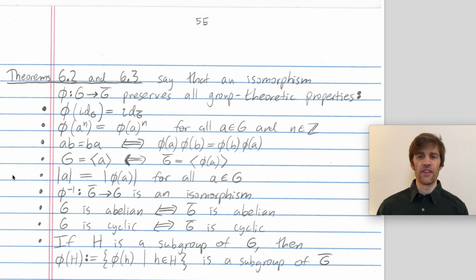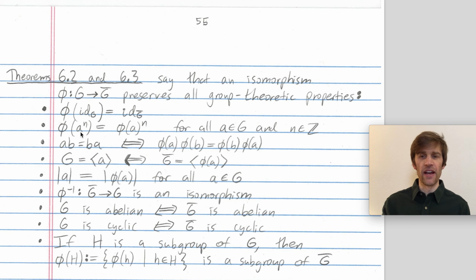Okay, so we have an isomorphism phi going from a group G to another group G bar, and it preserves essentially any group theoretic property you can think of. Let's list a couple. The identity in G necessarily gets mapped by phi to the identity in our new group, G bar.